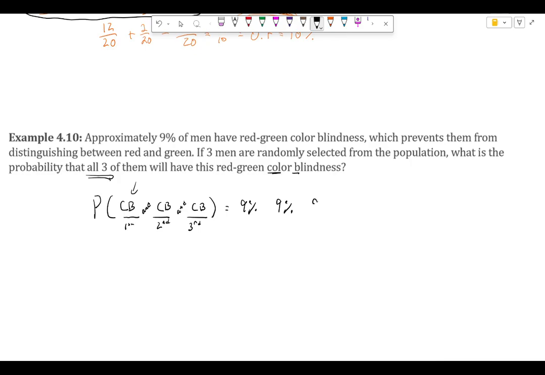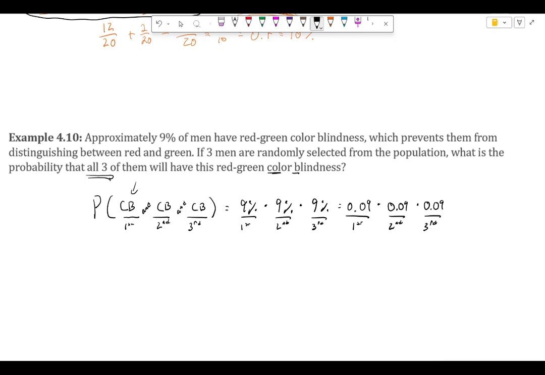So we're just going to have the 9% probability being applied 3 times, because this is the probability that the first person has it, this is the probability that the second person has it, and this is the probability that the third person has it. So all we're going to do here is 0.09 times 0.09 times 0.09.